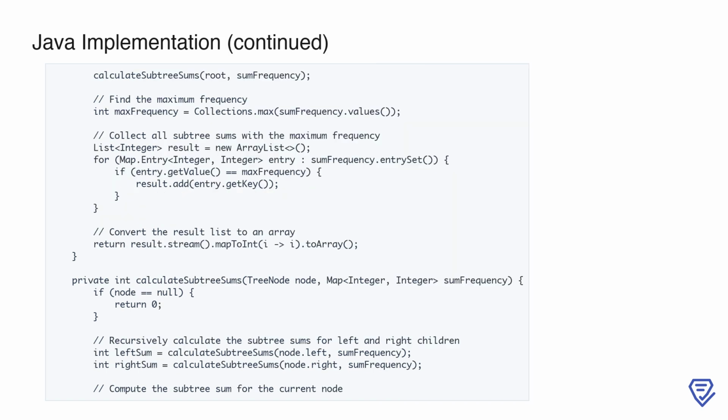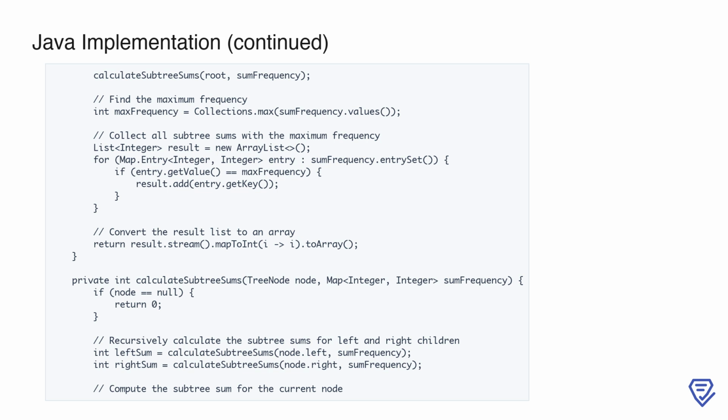We now call the helper method calculate subtree sums to compute the subtree sums for the entire tree and populate the sum frequency map. Once we have all the subtree sums and their frequencies, we determine the highest frequency using collections.max on the values of the map. This gives us the maximum occurrence of any subtree sum.